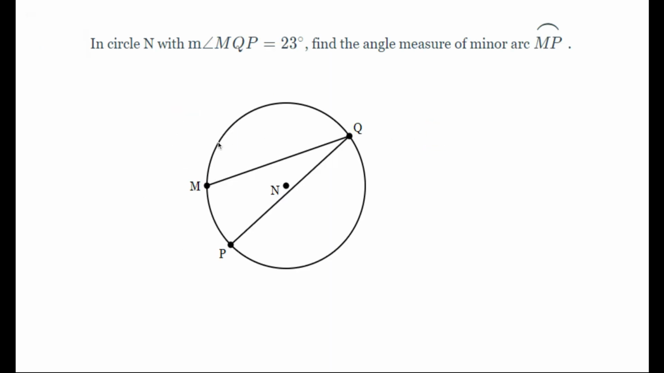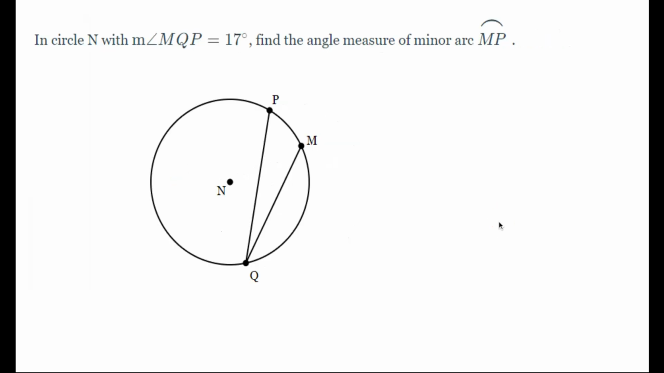How about this one? Again, I'm given an inscribed angle. I'm told it's 23 degrees. What's the measure of the arc? It would be 46 degrees. How about one more? Here's my inscribed angle. It's an acute angle that's 17 degrees. What would be the measure of the arc that it cuts? Inscribed angle is half the arc it cuts. 17 is half of 34.